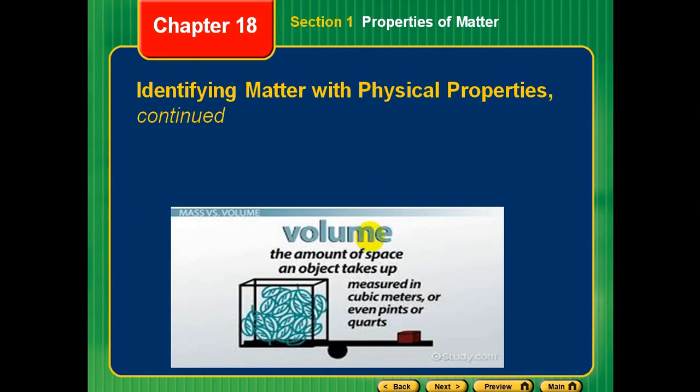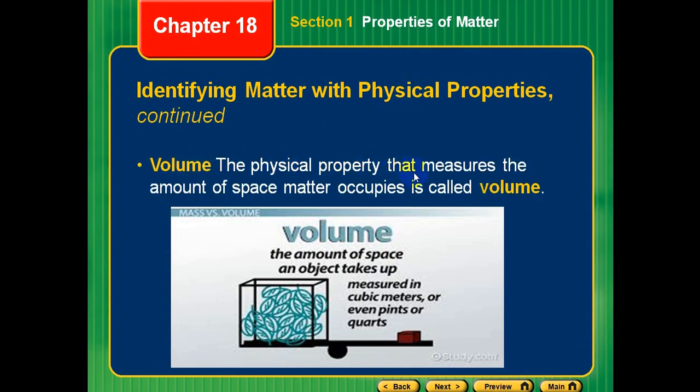The third physical property we will speak about today is volume. What does volume mean? Volume is the amount of space taken by the object. The physical property that measures the amount of space matter occupies or takes.